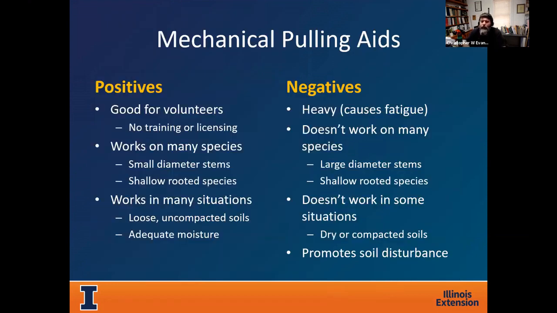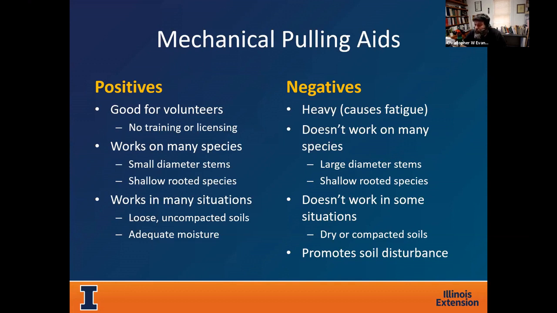And overall, these pulling aids are good for volunteers. Again, no training or licensing. They work on many species as long as it's small diameter stems and particularly shallow-rooted species. And they do work in many situations, particularly loose, uncompacted soils that have adequate moisture so that you can pull them out of the ground. But they do have some negatives.